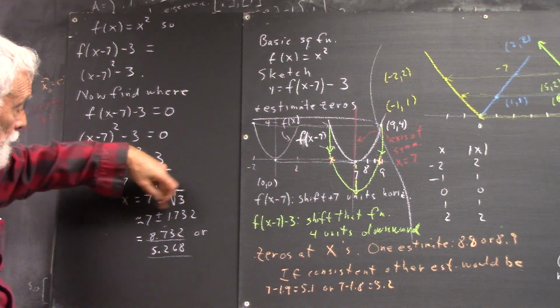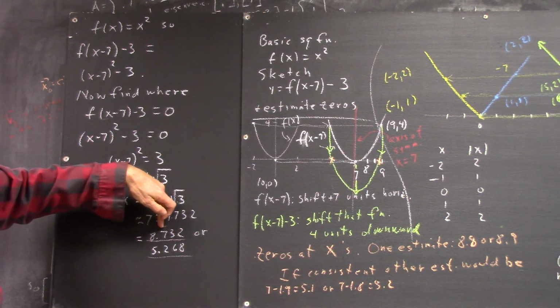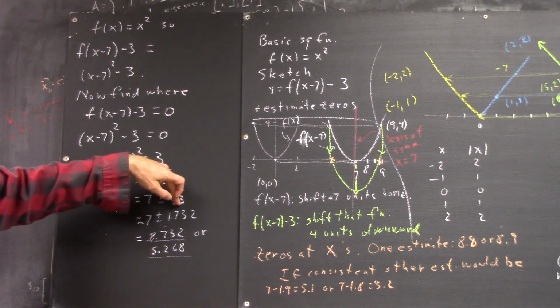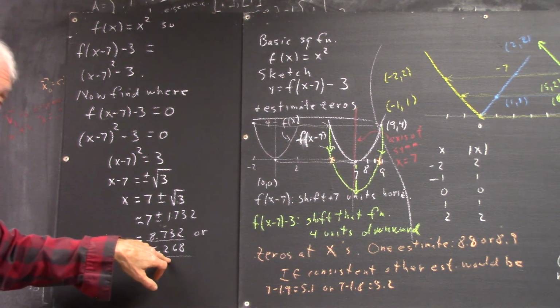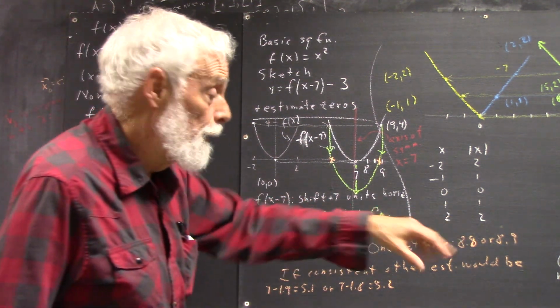Okay, so we have that, right? And then 7 plus 1.732 is 8.732. 7 minus 1.732, if I did my arithmetic right, is 5.268, right? And that's pretty consistent with our estimates.